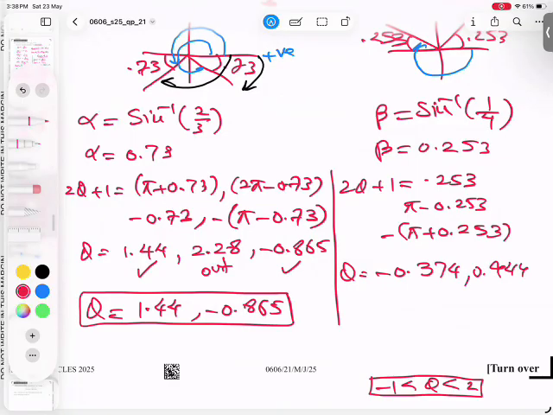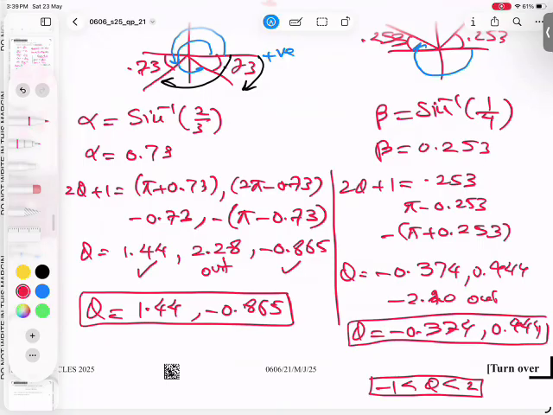Last answer, pi plus 0.253 and from this negative 1 and divide by 2, which is coming negative 2.20, which is out of range. So we have two answers, negative 0.374 and 0.944. So I hope the concept is clear. And Alhamdulillah Rabbil Alameen, I hope the concept of the question is completely clear.